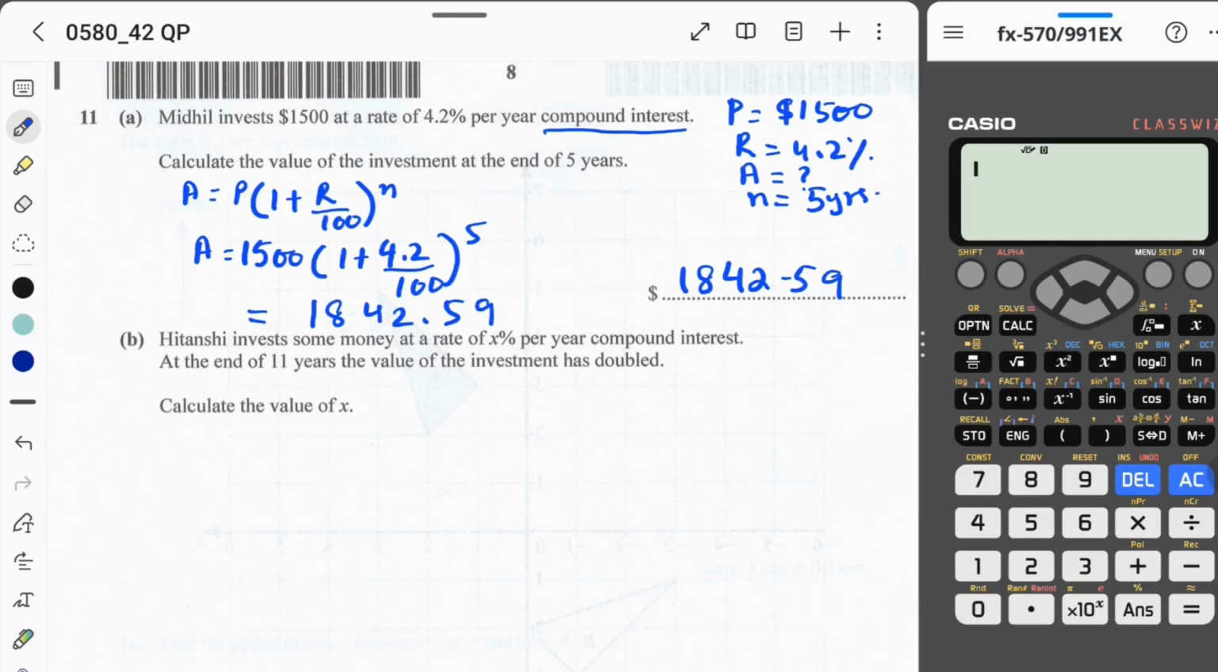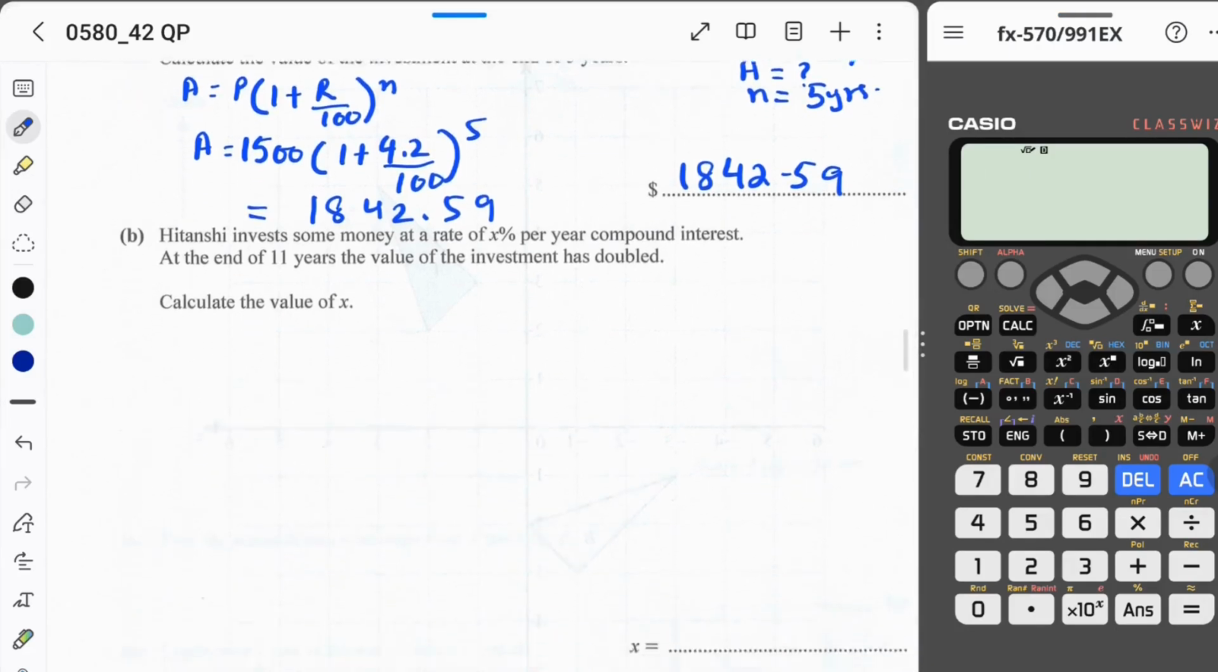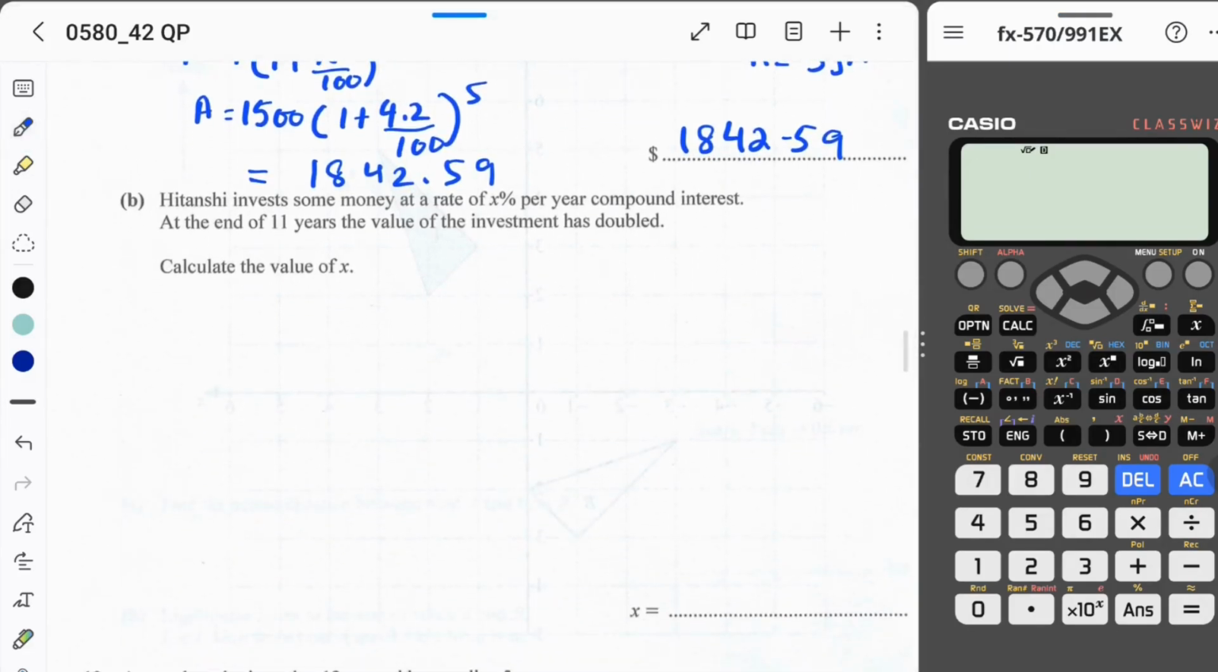Part B is: Hitanshi invests some money at the rate of X% per year compound interest. Again, the compound interest question. At the end of 11 years, the value of the investment has doubled. In this question, calculate the value of X.